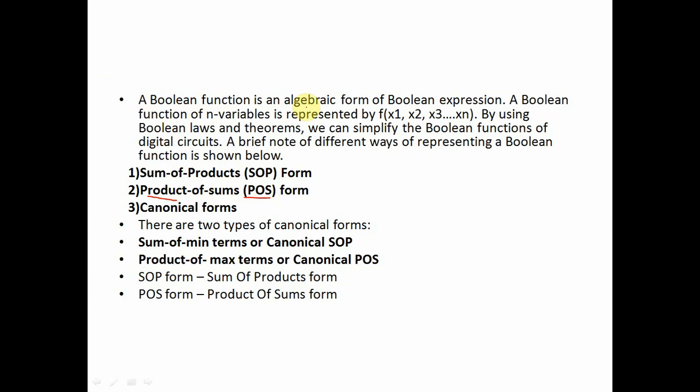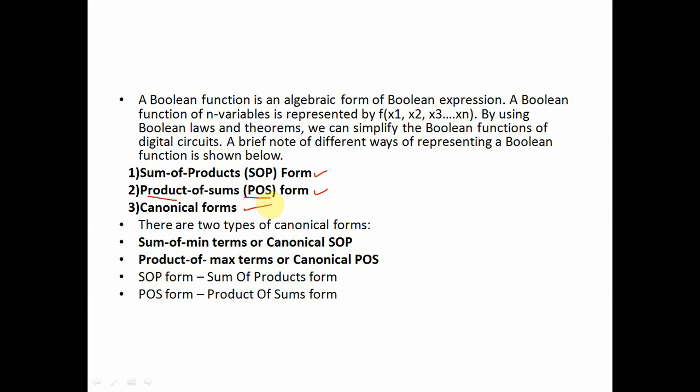A Boolean function is an algebraic form of Boolean expressions. A Boolean function of n variables is represented by x1, x2, x3, up to xn, or A, B, C, D, or P, Q, R, S. By using Boolean laws and theorems, we can simplify the Boolean functions of a digital circuit. There are different ways of representing Boolean functions. First one is the sum of product, second one is the product of sum, and third one is the canonical form.